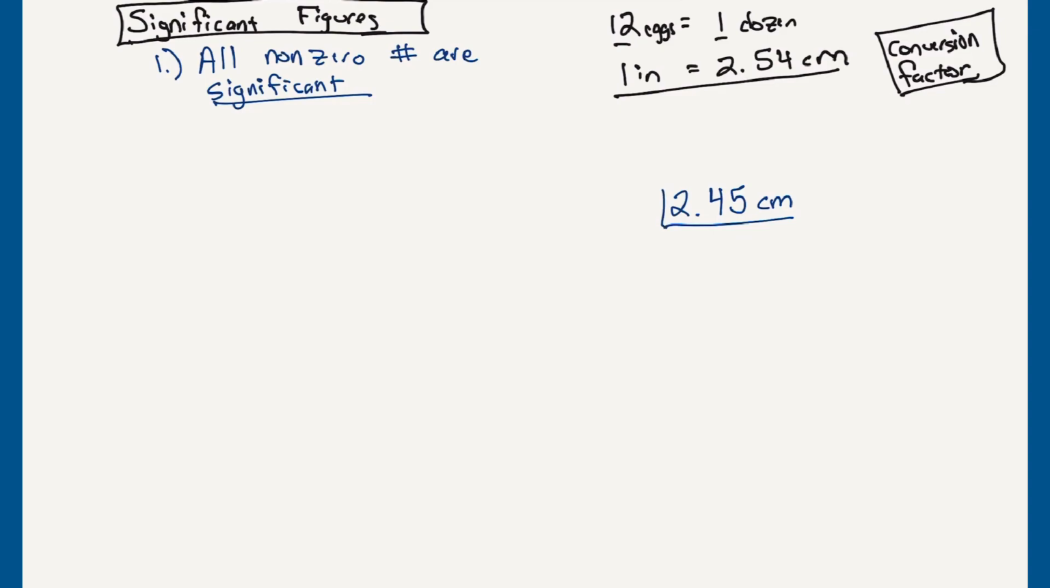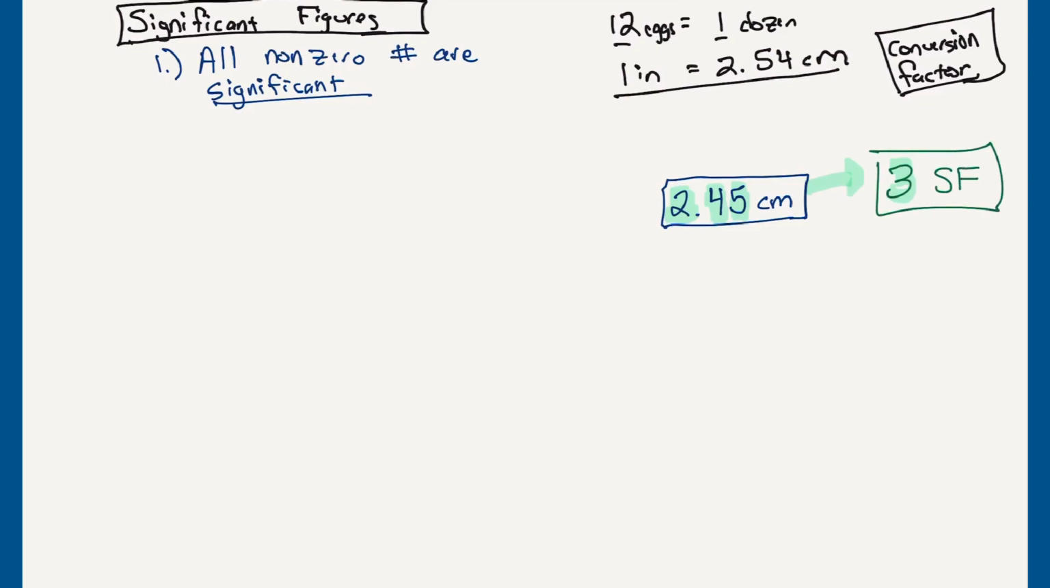This number right here has 3 numbers in it, and I'll get my little highlighter out here. This one right here is a non-zero number, so it is significant. The 4 is also a non-zero number, so it is significant. And that 5 is a significant number because it also is a non-zero number. So this measurement that I have here is precise to what we would call 3 significant figures.